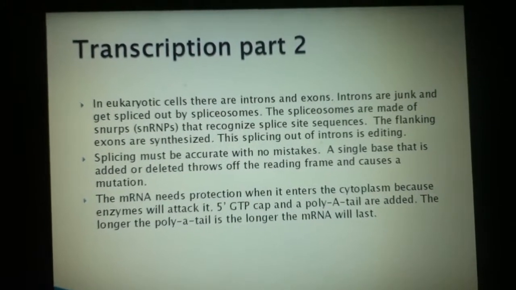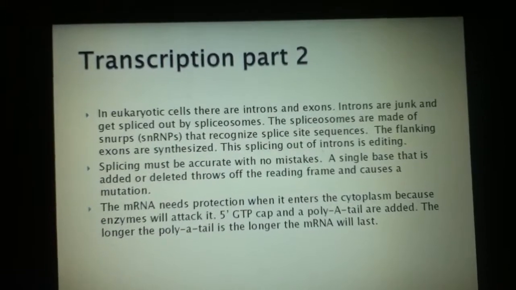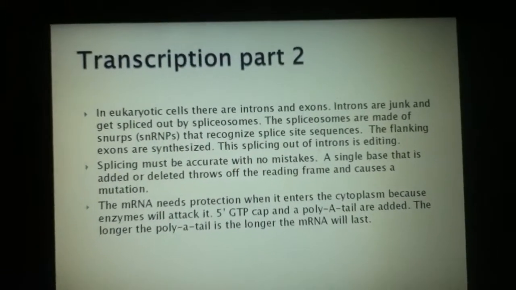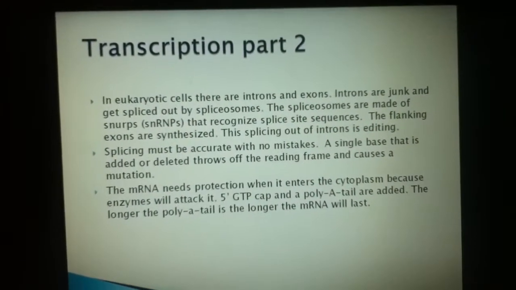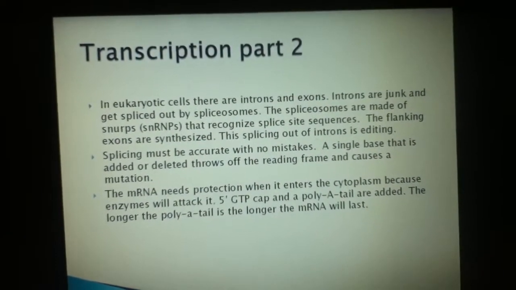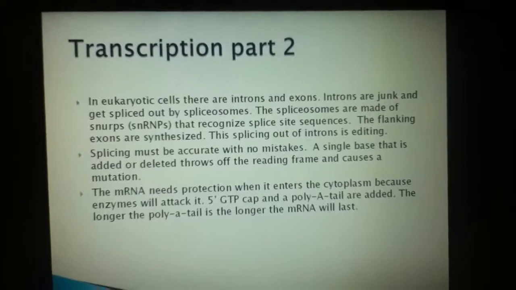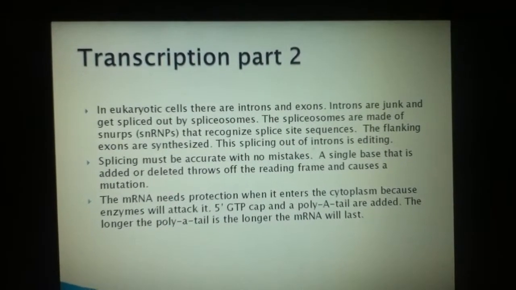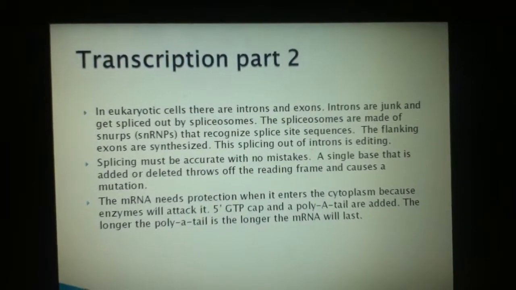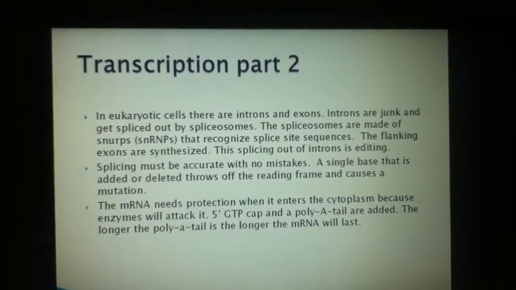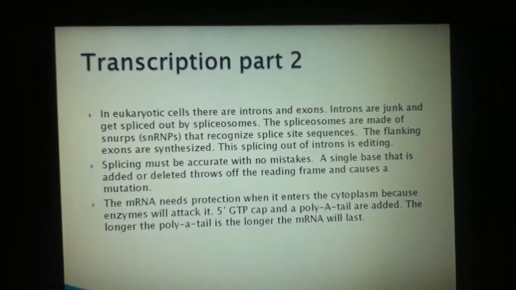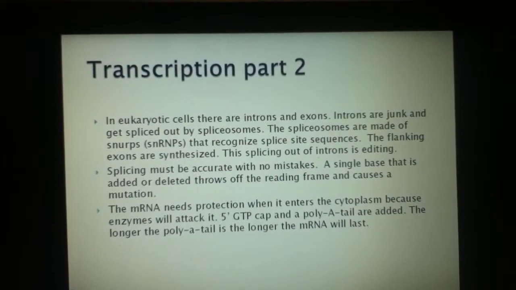In eukaryotic cells, there are introns and exons. Introns get spliced out by spliceosomes, which are made of SNRPs. A single base added or deleted causes a mutation. At the 5' end, a GTP cap is added, and a poly-A tail is added to protect the mRNA when it enters the cytoplasm.